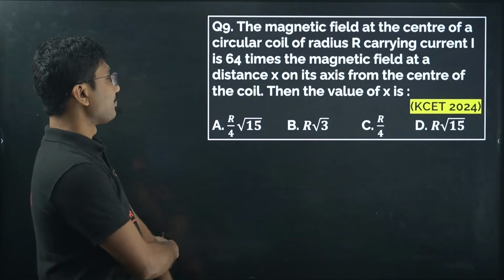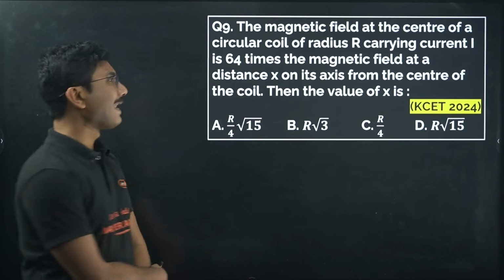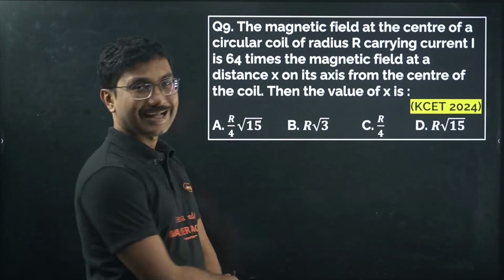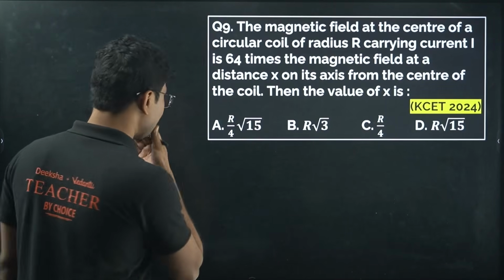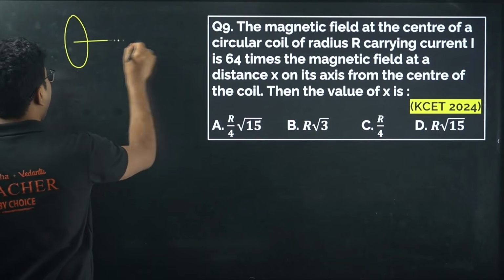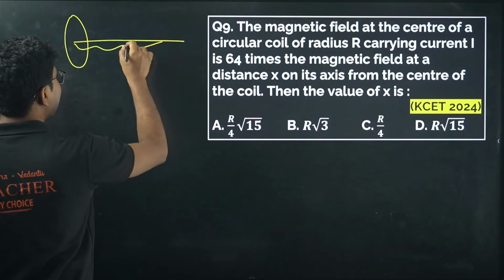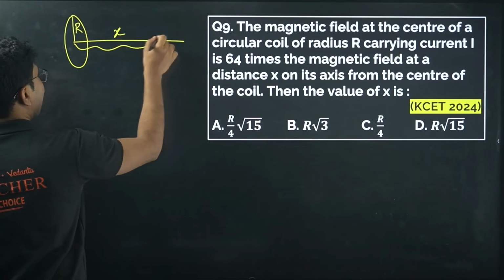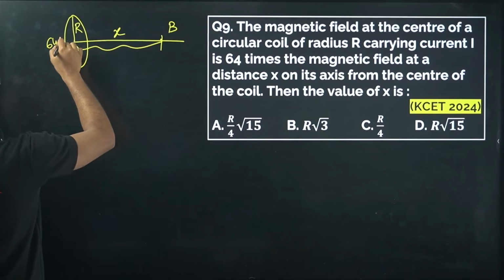Now let's see one question. The magnetic field at the center of a circular coil of radius capital R carrying current I is 64 times the magnetic field at a distance x along the axis from the center of the coil. Then the value of x is. So first of all, we have a circular coil and the magnetic field at a distance x. The radius is capital R. So the magnetic field here, say, is B, then the magnetic field at the center is 64B.